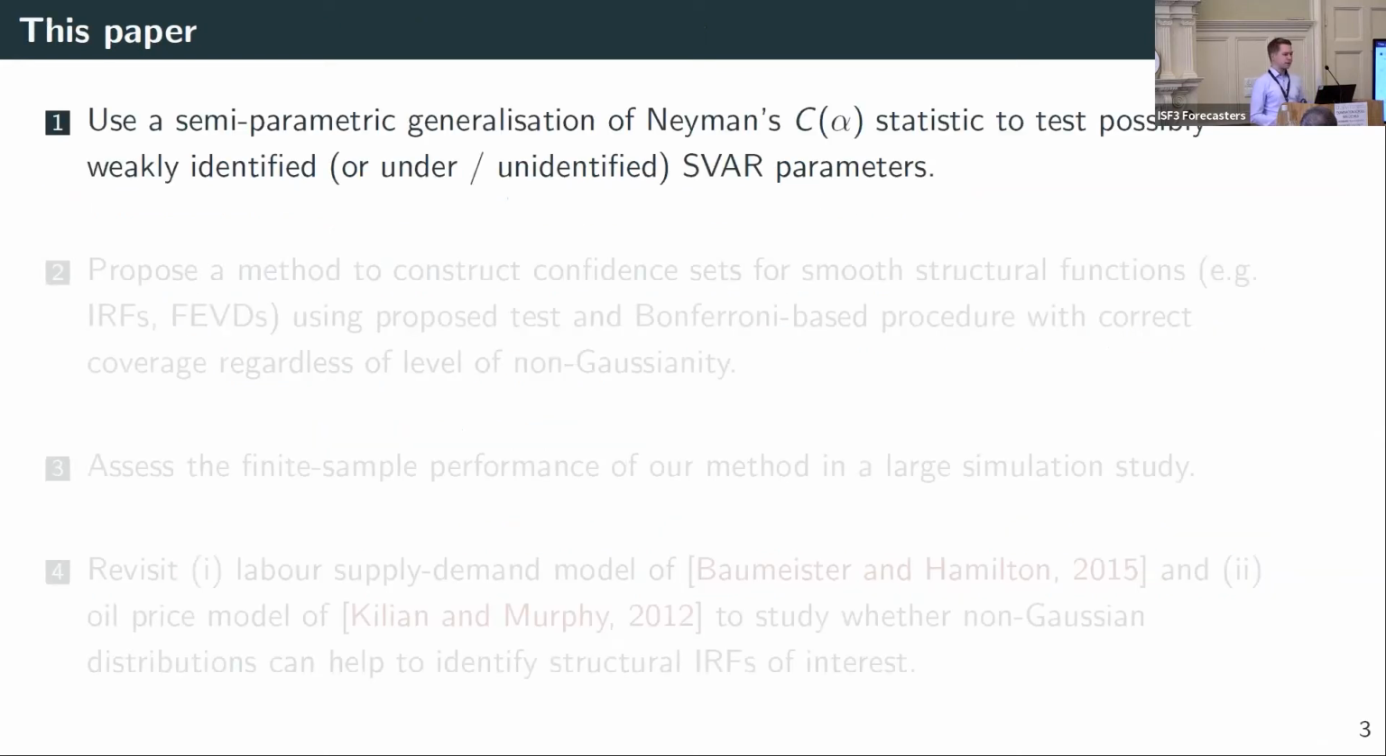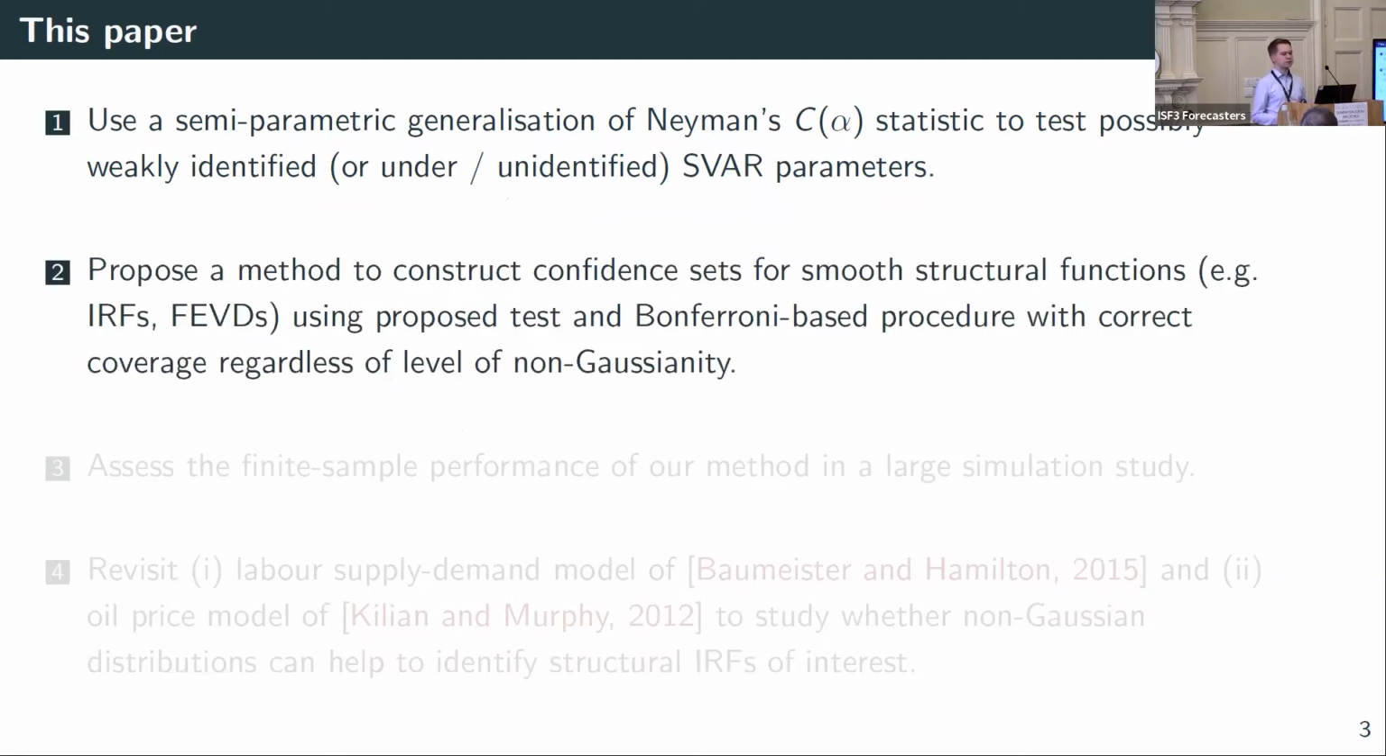So particularly what we do in this paper is the following steps. We first show that you can use a semi-parametric generalization of Neyman's C alpha statistic to test these possibly weakly identified parameters. And the approach remains valid and the test controls size, even if the data would indeed be Gaussian. And then building on that, we propose a method to construct confidence sets for any smooth structural functions. So here, the most popular things to look at would be IRFs or forecast error variance decompositions, using the proposed test statistic in combination with the Bonferroni based procedure. And we show that this has correct coverage regardless of the level of non-Gaussianity in the structural shocks.